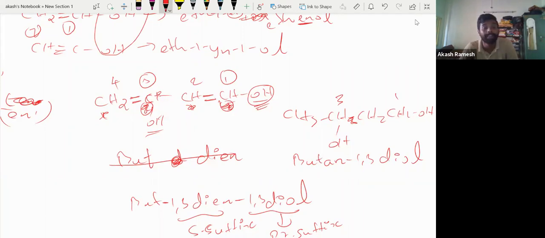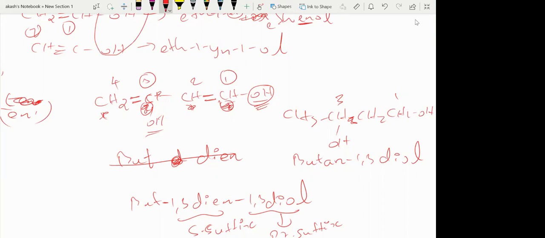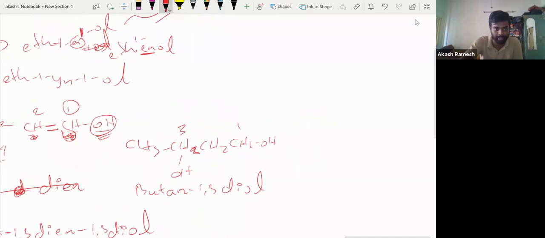I hope everybody is getting whatever I'm trying to say. Is there anybody who has any questions? You will get more questions as we move on. Someone is trying to ask something: can you give an example where we have both a double bond and a triple bond along with the functional group? Coming, we will do an example like that.